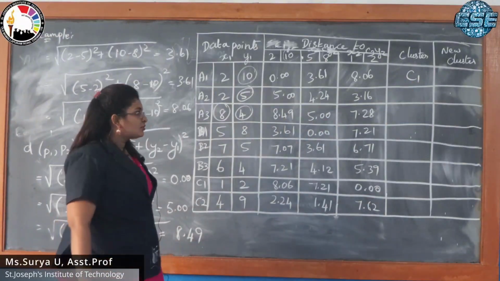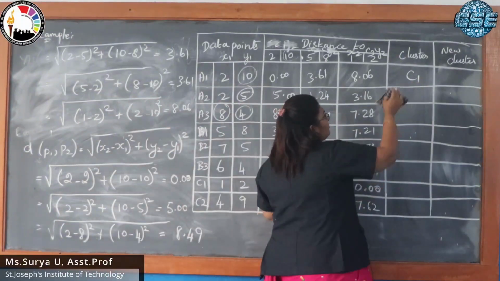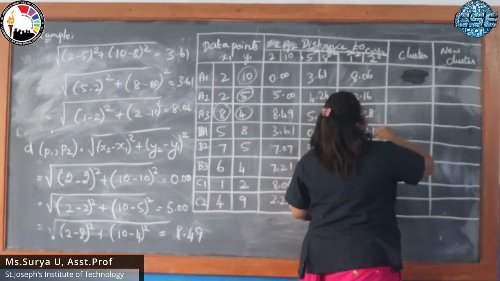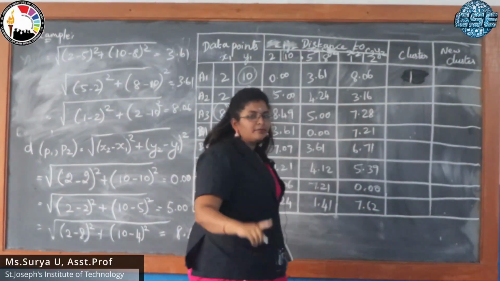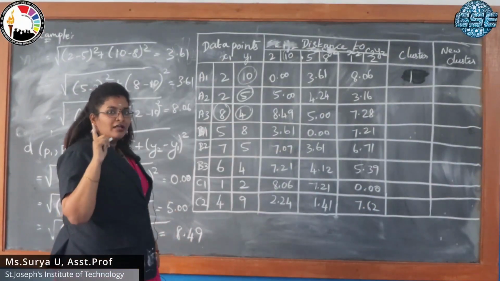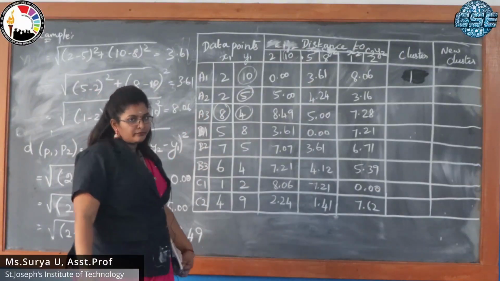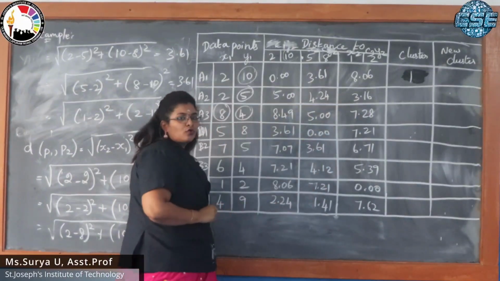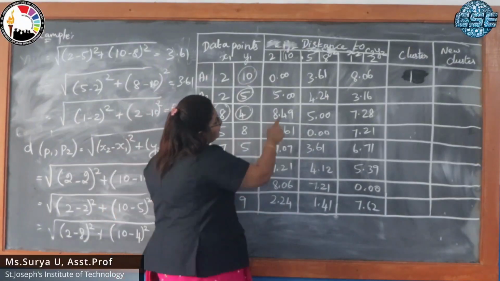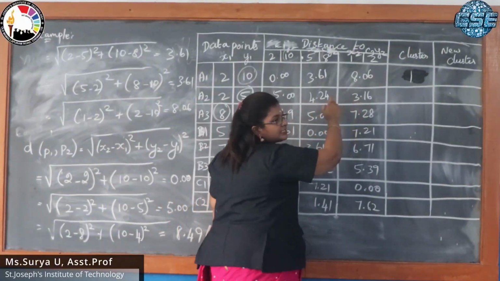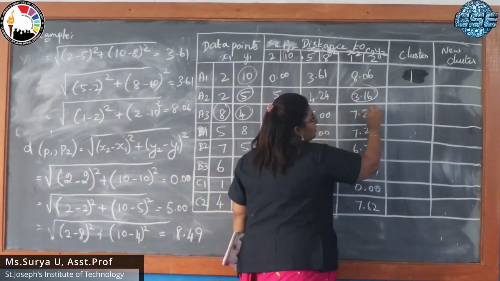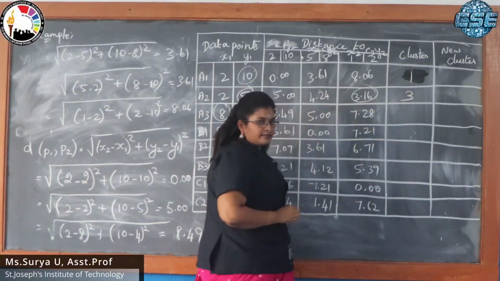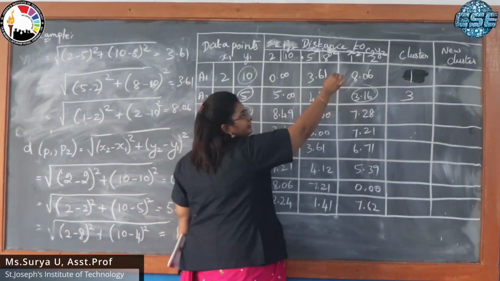Okay, this one belongs to cluster 1, so I'll simply write it as 1, because it belongs to the first cluster. Now we have to compare these 3 points. What is your cluster point now? In this 3, this is the smallest value, so your cluster is 3, because it is in the third cluster.